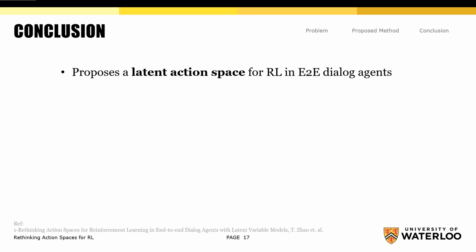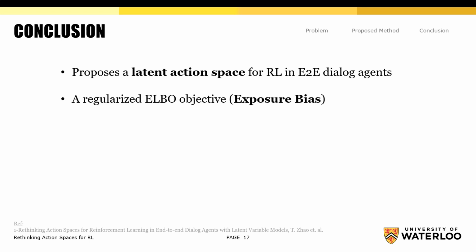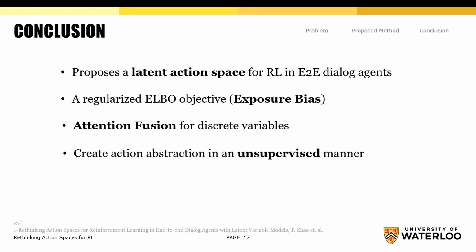And as the conclusion, just as a reminder, they propose a latent action space for reinforcement learning in end-to-end dialogue agent settings. They also solve a problem called exposure bias by their light version of the full ELBO objective function, and they introduce attention fusion for discrete variables. I like this part of their paper because it was in an unsupervised manner. They somehow create an action abstraction, which is very interesting, I think. And in the end, they introduced a new state-of-the-art success rate on the MULTI-WOZ dataset, which is very promising, I can say.